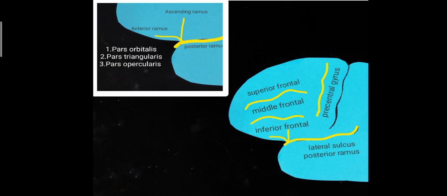There is a little bit of detailing in the case of the inferior frontal gyrus. I have made a magnified picture of the same here, where you can see the posterior ramus of the lateral sulcus and two extended rami. These are nothing but extensions of the lateral sulcus, namely the anterior ramus of the lateral sulcus and the ascending ramus of the lateral sulcus. These two will again divide the inferior frontal gyrus into three parts. We will see that in the next slide.